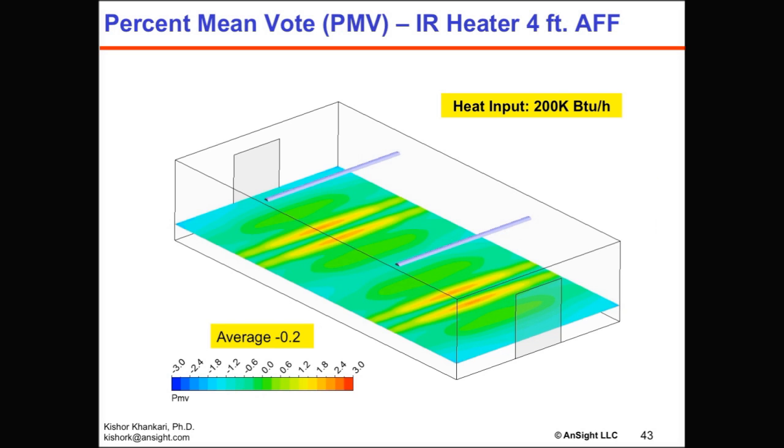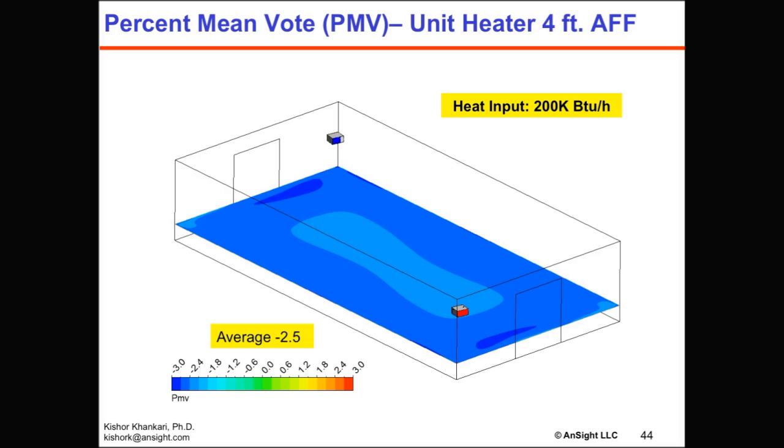And we are at 4 feet height above the finished floor with the Roberts Gordon IR heaters, putting 200,000 BTUH in that space. Look, more or less, it's a green color. On an average, it's kind of -0.2, close to 0, correct? People will not complain they're too hot or too cold. Let's go to unit heater.